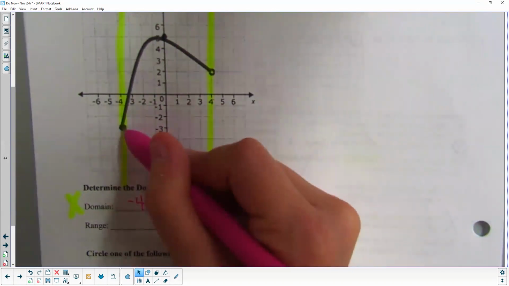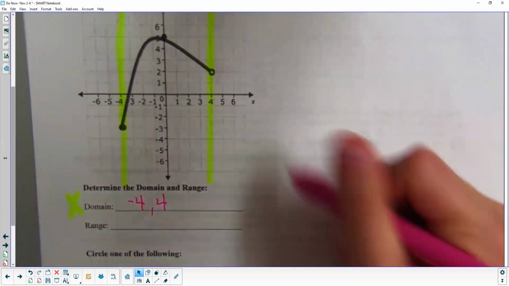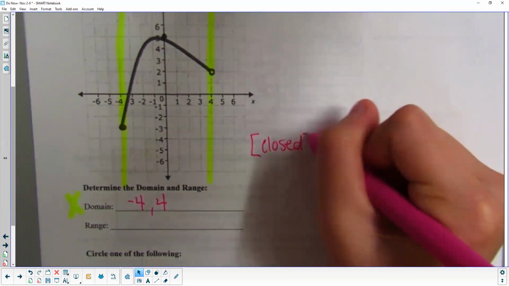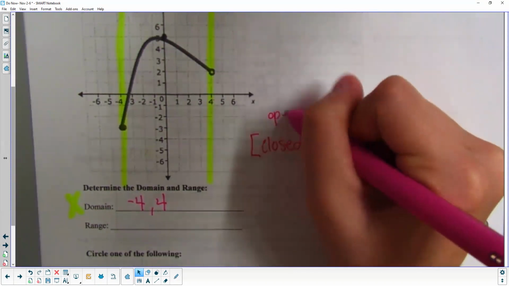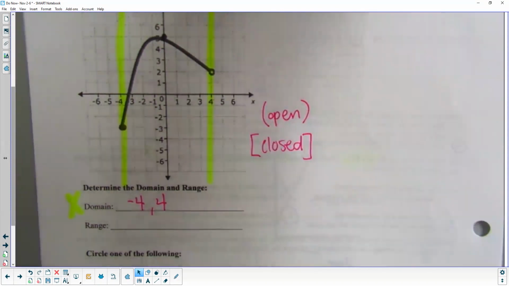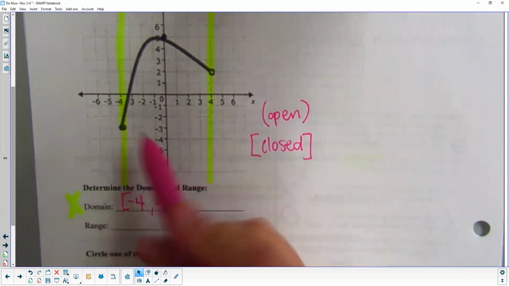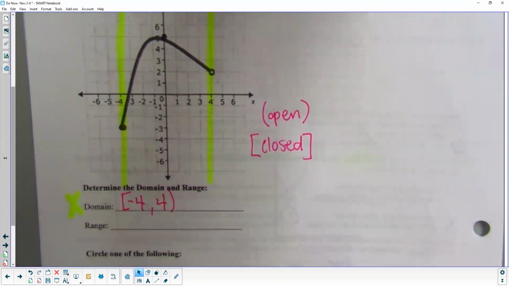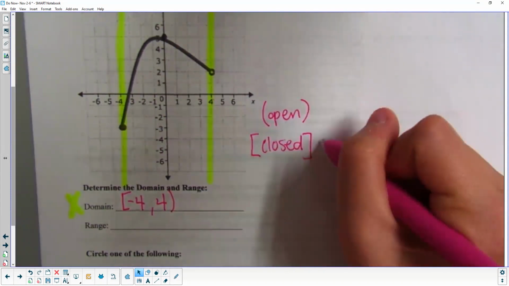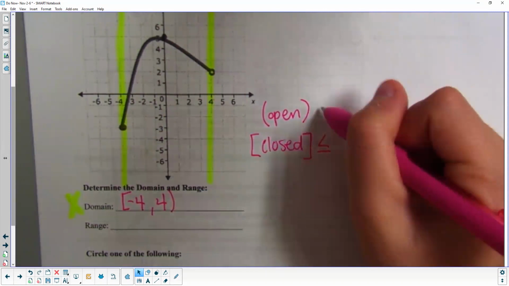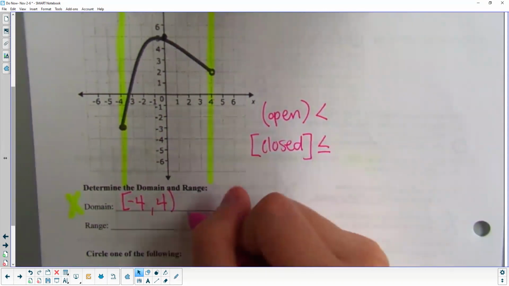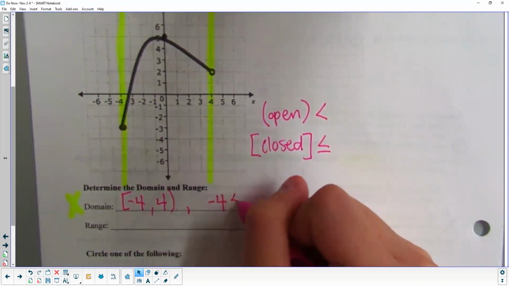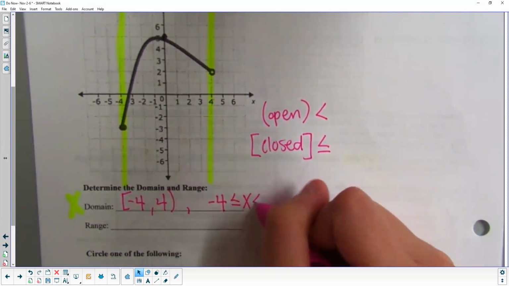Now, here I have a closed dot. Closed dots are going to be brackets. If it's an open dot, I'm going to have parentheses. So because it's closed on this side, and it's open on this side, I'm going to have a parentheses. Now, closed also means less than or equal to. Open means less than. So if you're writing this with an inequality, it would look like this. -4 less than or equal to x less than 4.